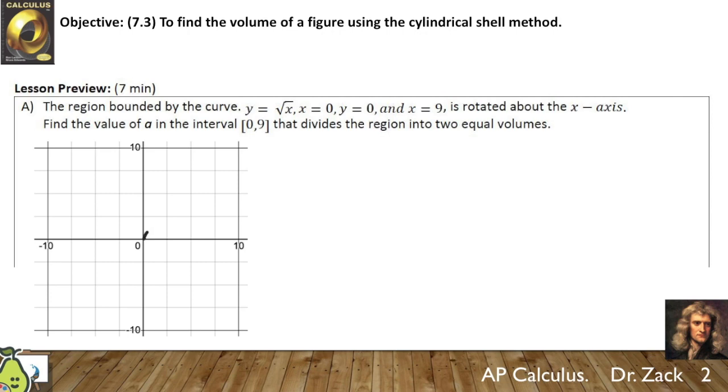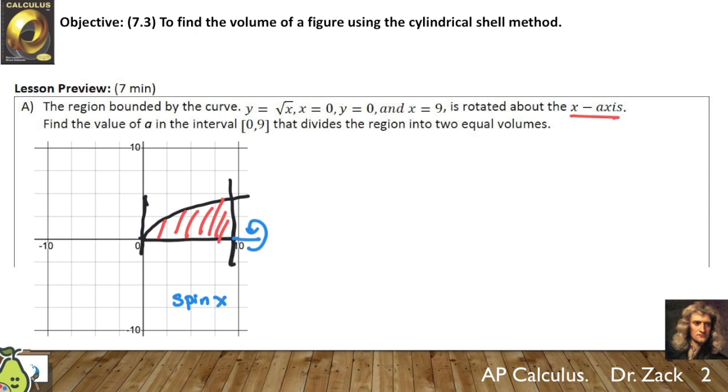We have y is equal to the square root of x. We know that the graph is bounded by x equals 0 and by y equals 0, as well as x equals 9. So the region that you see shaded in, we're going to rotate about the x-axis. So if we're spinning on the x-axis, that you cannot change. So let's write the word spin x.